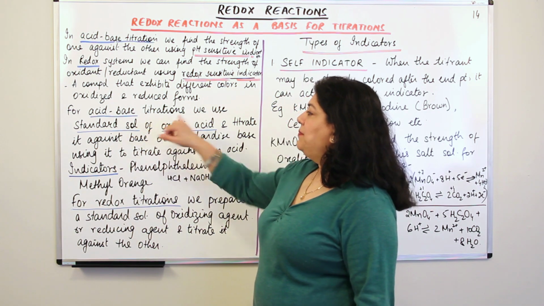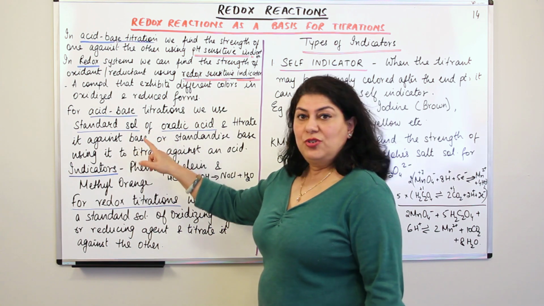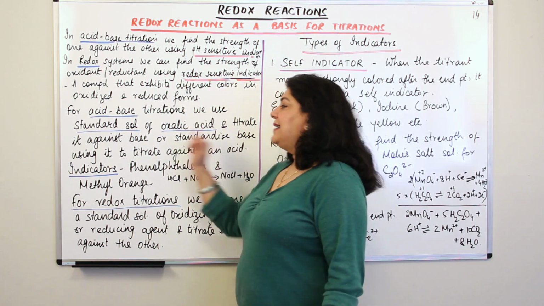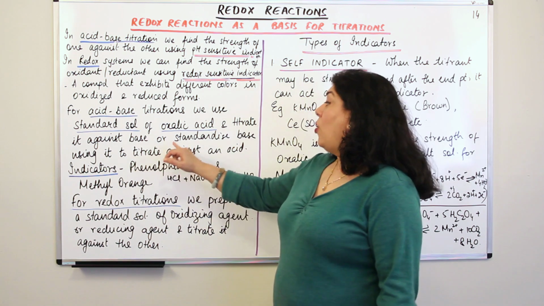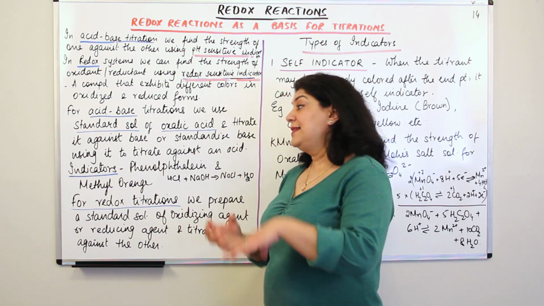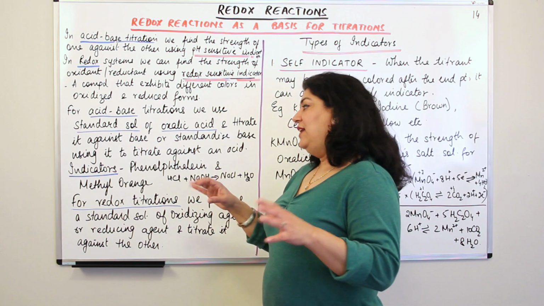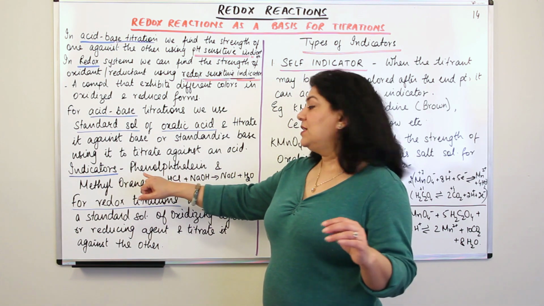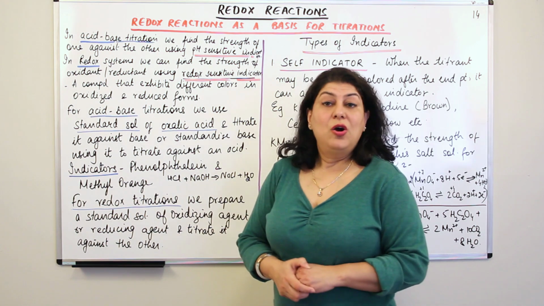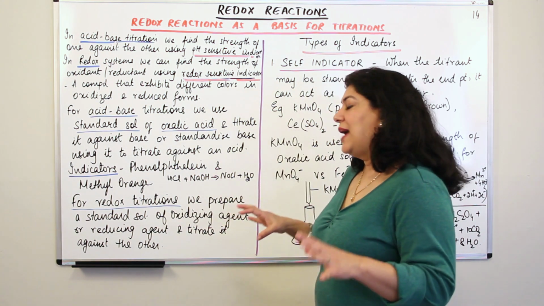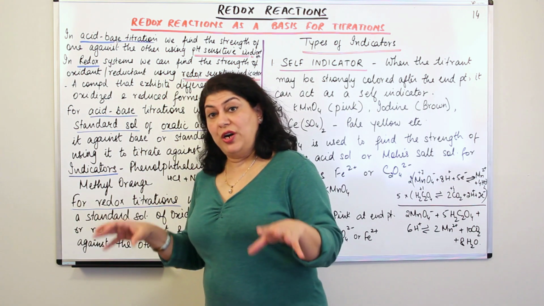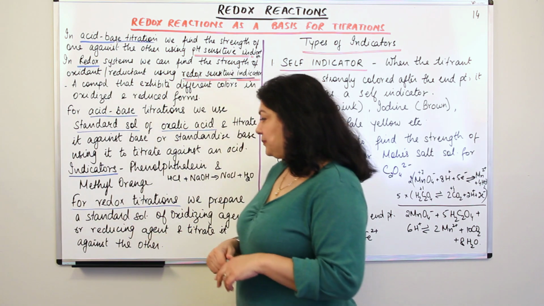So for acid-base titrations, we use a standard solution of oxalic acid and titrate it against the base. Or we standardize the base and then we titrate it against an acid to find out the strength. And for these we usually use indicators like phenolphthalein and methyl orange. So this was about acid-base titrations, which are a part of your syllabus this year.